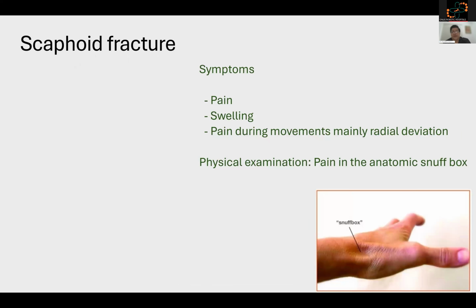How do you clinically diagnose a scaphoid fracture? Here we are showing a structure called the snuff box. We used to inhale tobacco powder there.